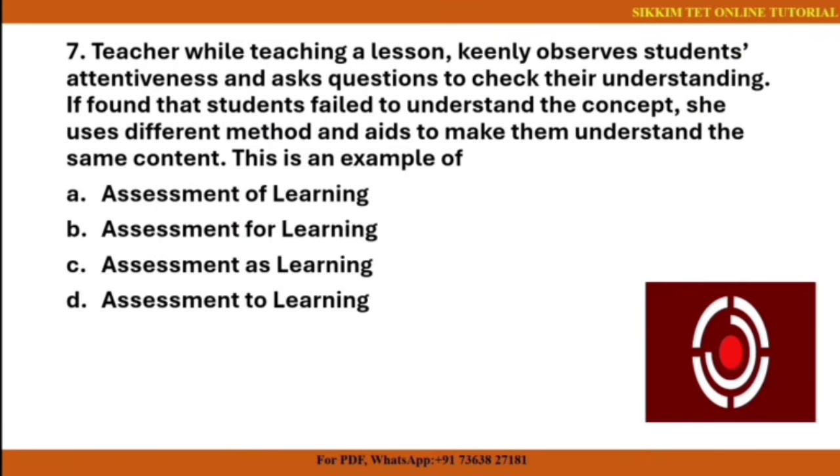Next we have: teacher while teaching a lesson keenly observes students' attentiveness and asks questions to check their understanding. If found that students fail to understand the concept, she uses different methods and aids to make them understand the same content. So this is an example of number A, assessment of learning, number B, assessment for learning, number C, assessment as learning, and number D, assessment to learning. So यो question चाहिँ हाम्रो paper assessment and learning देखि हो. So there are 4 options given below. So to answer this question, I'll give you a 10-second timer. So here you go.